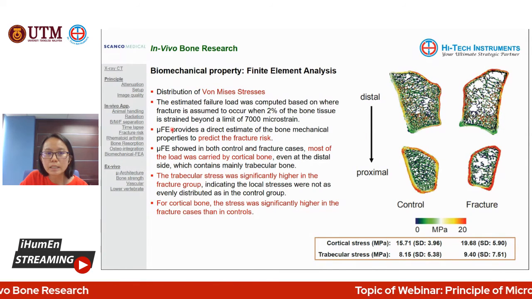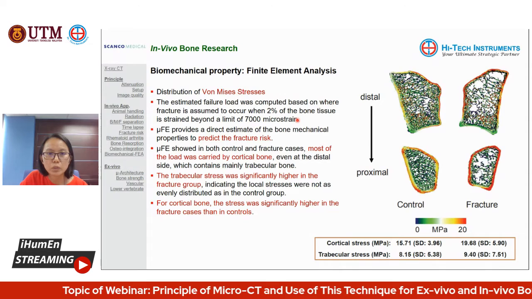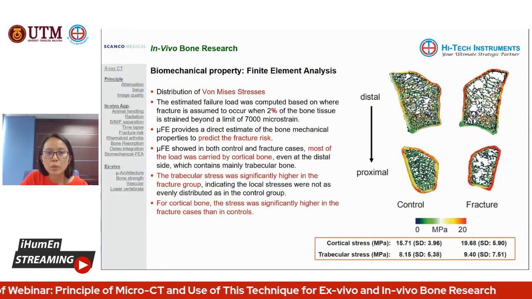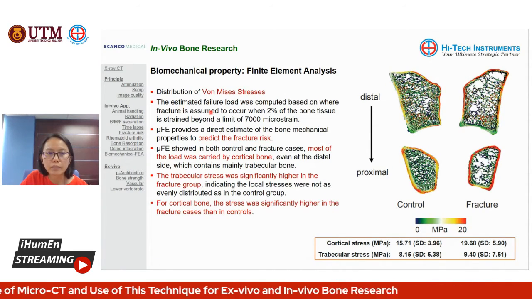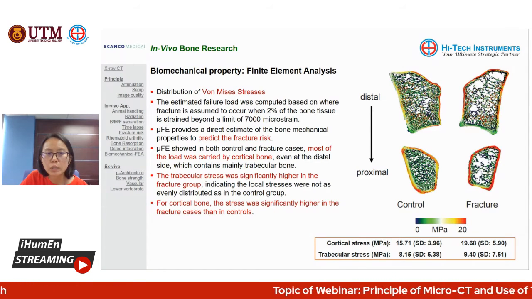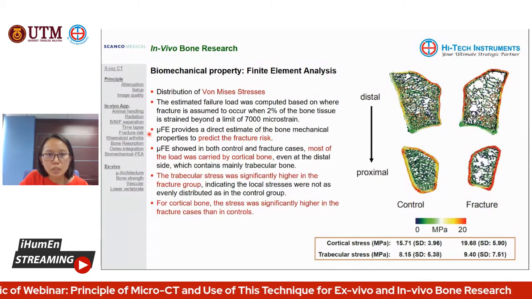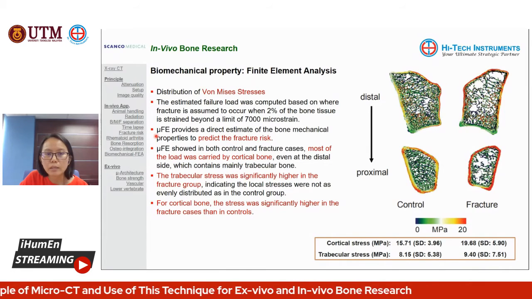So this is the setting, or the standard calibration or standard criteria, that is given to a finite element analysis. So it says here, you see, the estimated failure load was computed based on where the fractures are assumed to occur when 2% of the bone tissue is strained beyond 7,000 microstrain. So by submitting into a finite element analysis, it can predict the risk of the fracture itself.